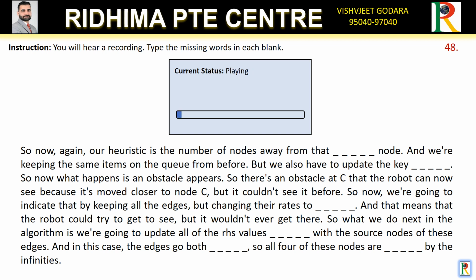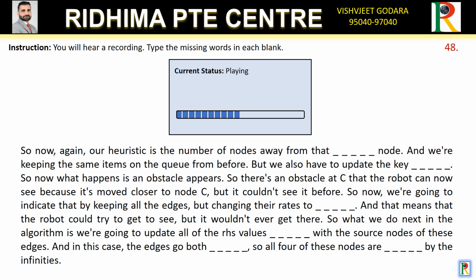So now, our heuristic is the number of nodes away from that green node. And we're keeping the same items on the queue from before, but we also have to update the key modifier. So now what happens is an obstacle appears. There's an obstacle at C that the robot can now see because it's moved closer to node C, but it couldn't see it before.